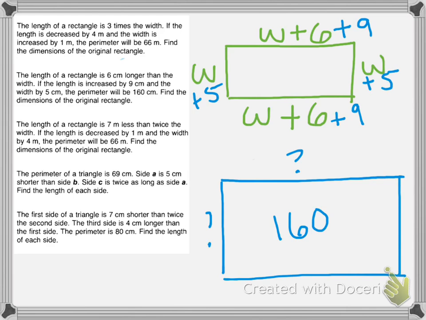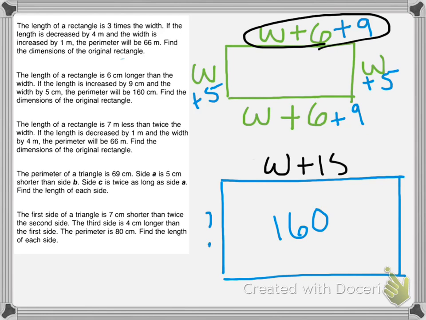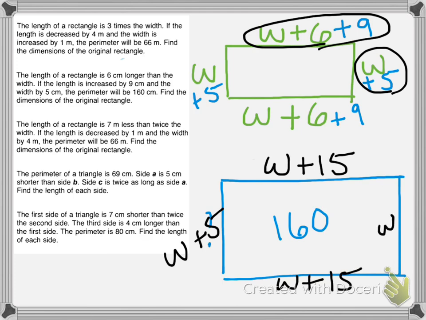And let me use a black color just so that you can see. This is my actual new length. It's W plus 6 plus 9, that would be W plus 15. And then I want you to look at this one. This is W plus 5. W plus 5 is W plus 5. This is W plus 15. And this one is W plus 5. Sorry, I'm out of space over there.